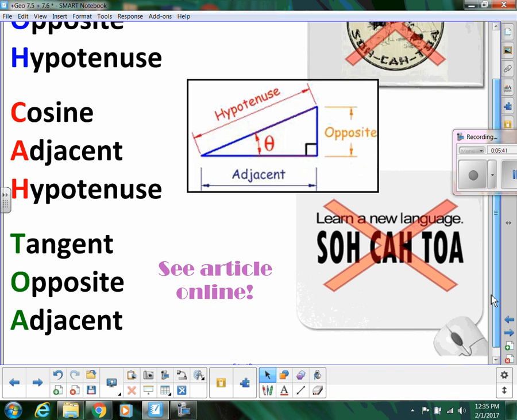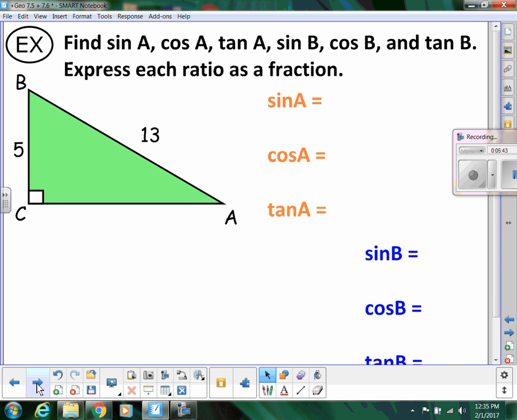That's your SOHCAHTOA. So how do we use those? Well, here's what we can say. If I'm looking at the angle A, so notice in our directions, find the sine of A, cosine of A, tangent of A. All right, and then we'll get to the B's. We're also going to do the same thing for the B's. If I'm looking at angle A, I would probably mark that first just so you remember. So we can write all the different ratios for these angles.